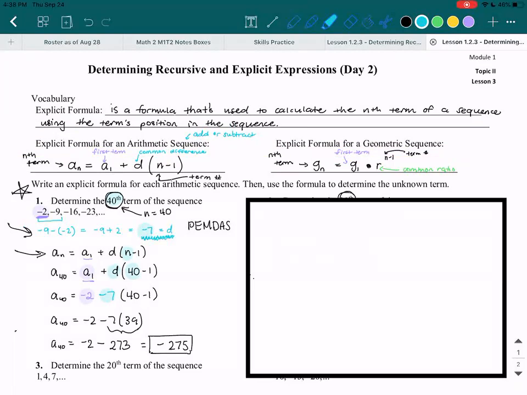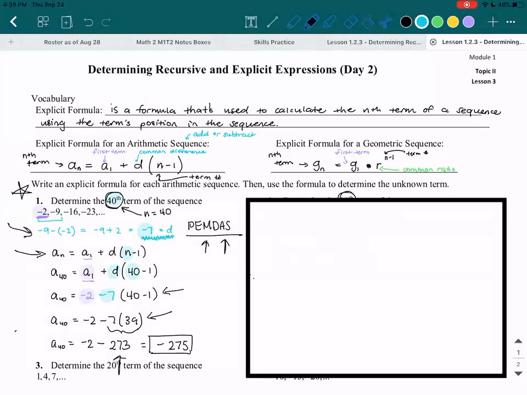Then simplifying everything, we have a sub 40 is equal to negative 2 minus 7 times 39. How do we get 39? Well, 40 minus 1 is 39. So I replaced the 40 minus 1 with 39. Now, according to PEMDAS, you have to multiply before you subtract. So that's why in the next step, I multiplied the 7 and the 39 to get 273. That's how I got 273 over here.